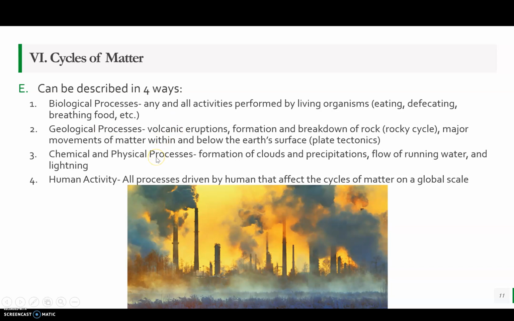Chemical and physical processes are basically more or less your water cycle, so the formation of clouds and precipitation, flow of running water, and lightning. And then human activity also plays a role now. So this is all processes driven by humans that affect the cycles of matter on a global scale.